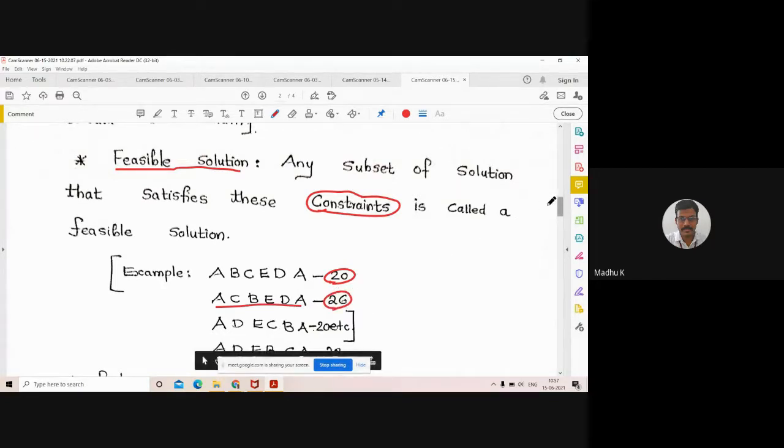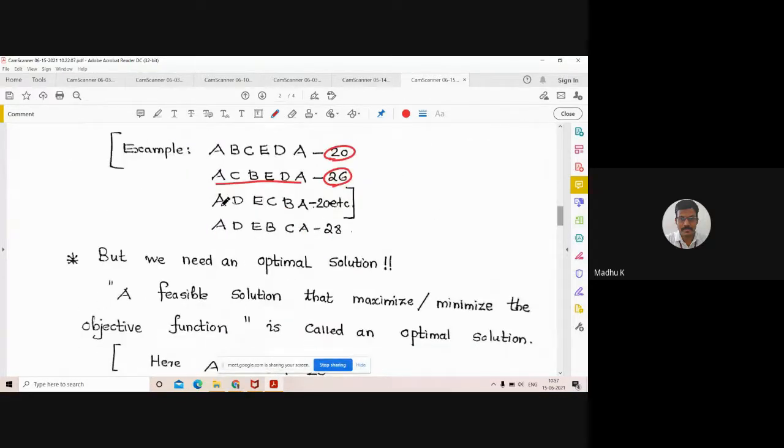Another is, he's starting from here, visiting D, E, C, B, A, and returning back to A. So the constraint is satisfied. The total cost is 20. Another is this one. This is one solution, this is another solution, this is another solution, this is another solution. There exist 4 solutions that satisfy the constraint.